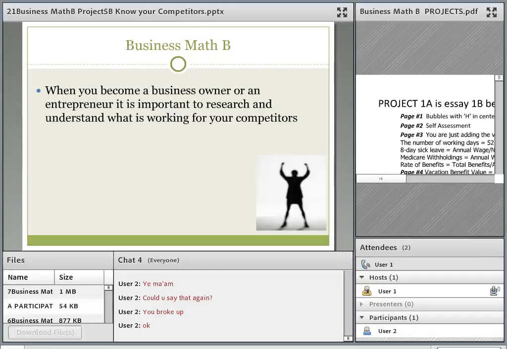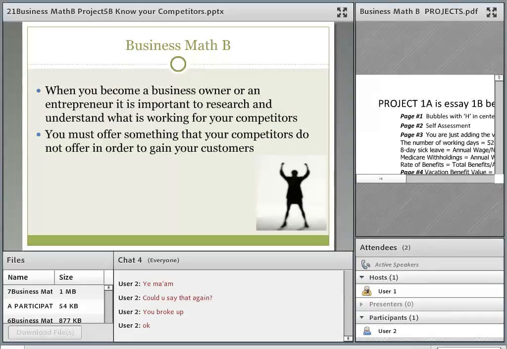And a little picture of the person that looks like they're getting strong. When you become a business owner or an entrepreneur, it's really important to research and understand what is already working for your competitors. You want to offer something that your competitors do not offer, which sets you apart. You're already offering the same product or service, so you have that same customer base. But if you want to add to your customer base, you want to offer something unique or a little bit different than your competitors, and then you can pick up other clients.